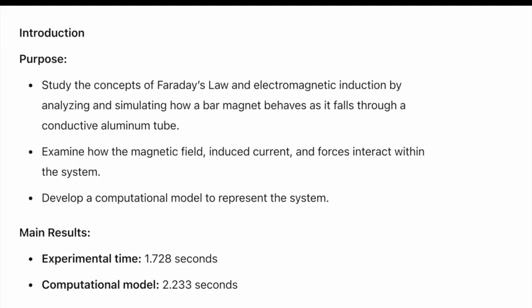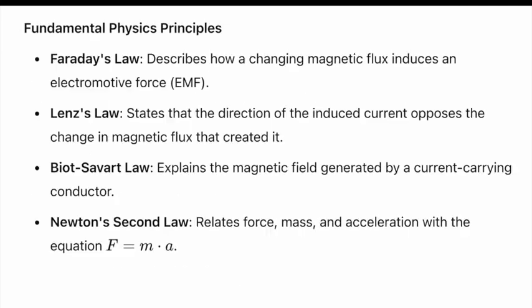And a summary of my main results is that the experimental time was 1.728 seconds, and the computational model came out to be 2.233 seconds.